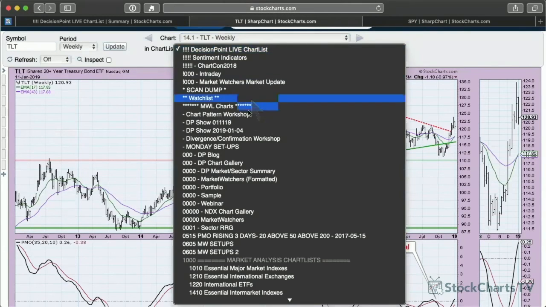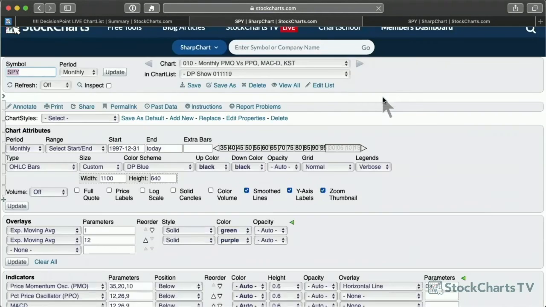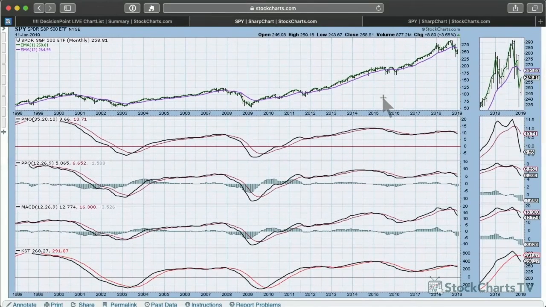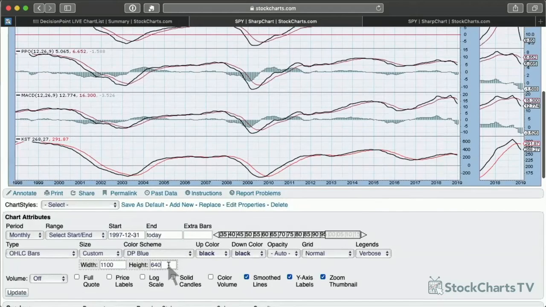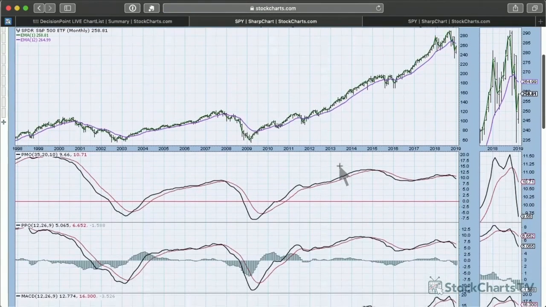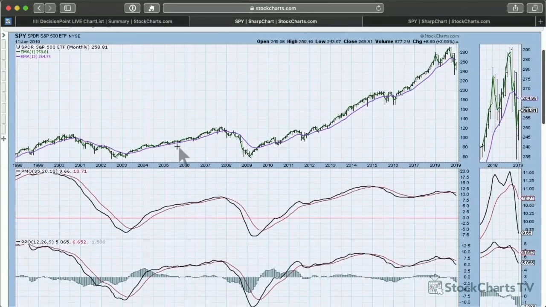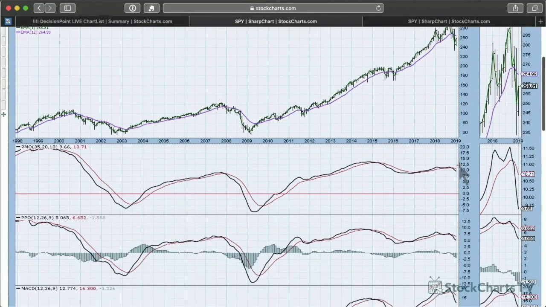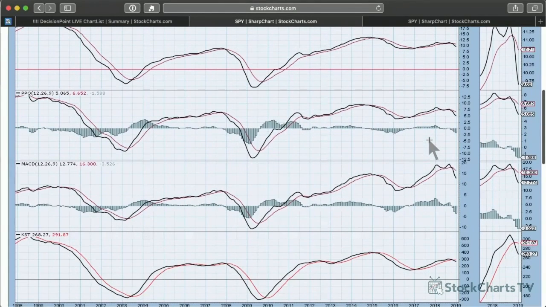All right, and our final charts. We looked at that short term. Here is the comparison of the monthly PMO, PPO, and MACD. I was going to fix this for us. Okay, there we go. And you can see right here, this is a monthly chart, looking back all the way to 1998. Carl put this together. Tell me about it.